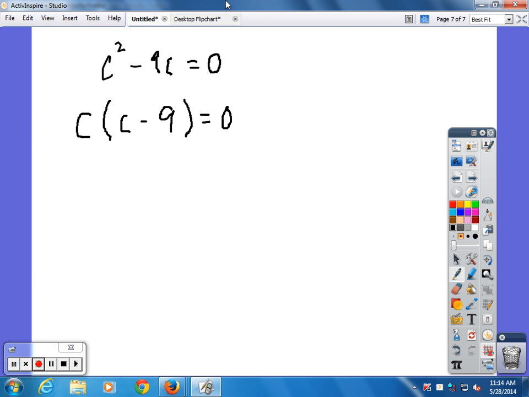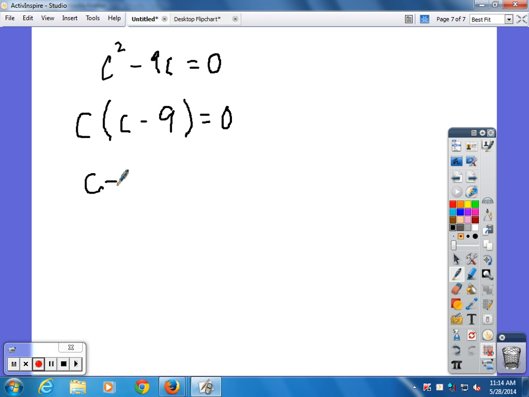So I'm going to set c. I don't know what has happened. Something has disabled this pen. Okay, I'll just have to finish out with my mouse. It's going to be very slow.